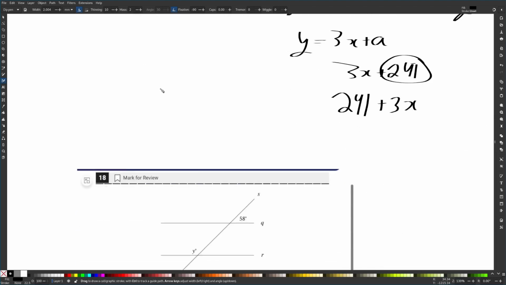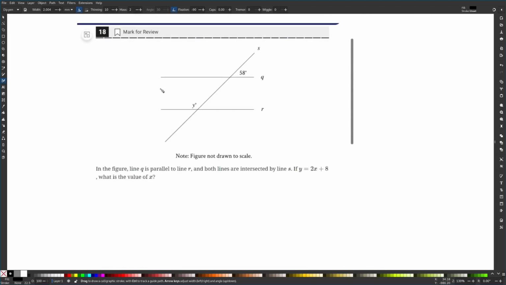Okay, next one. In the figure shown above, line Q is parallel to line R, and both lines are intersected by line S. If y is equal to 2x plus 8, what is the value of x? Okay, so just label this here, 2x plus 8.